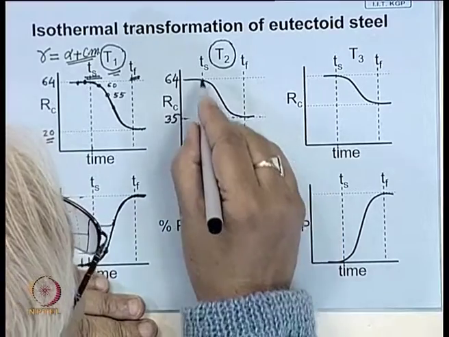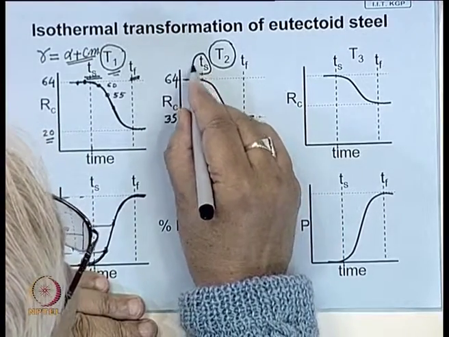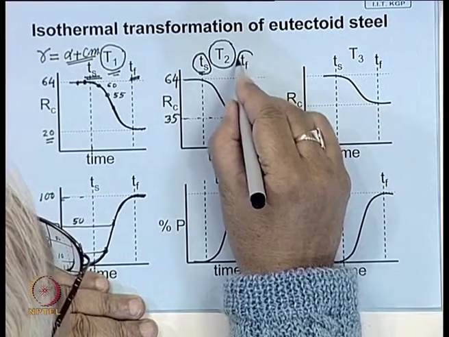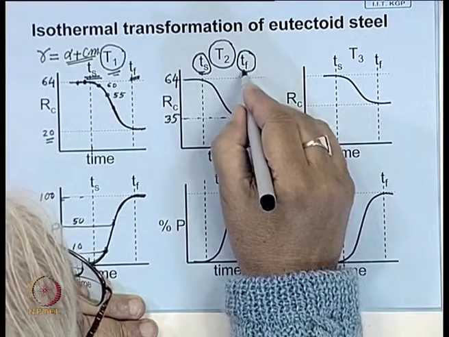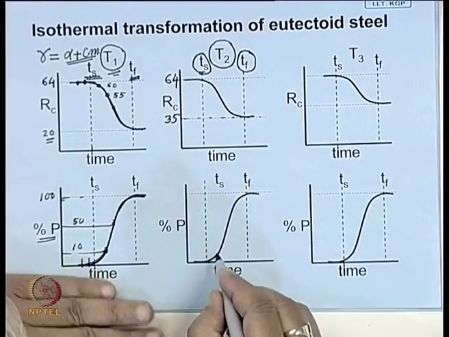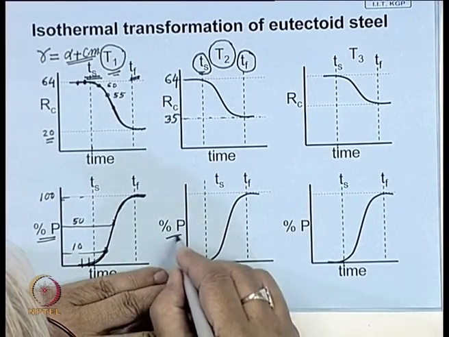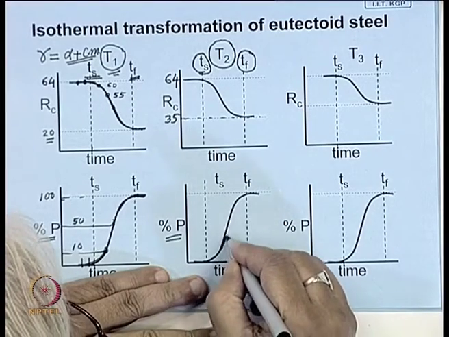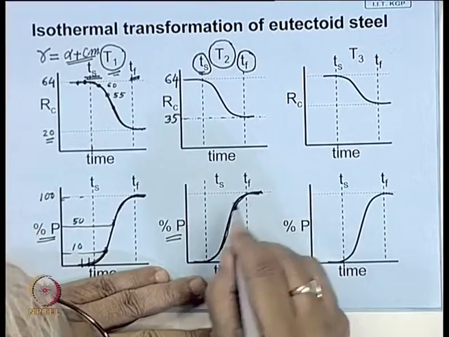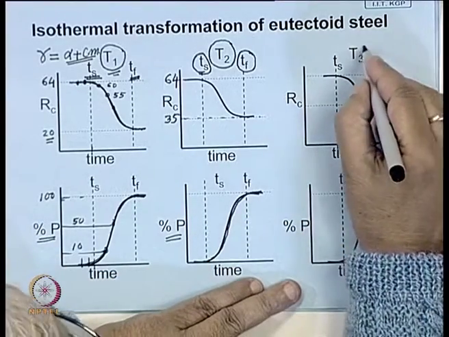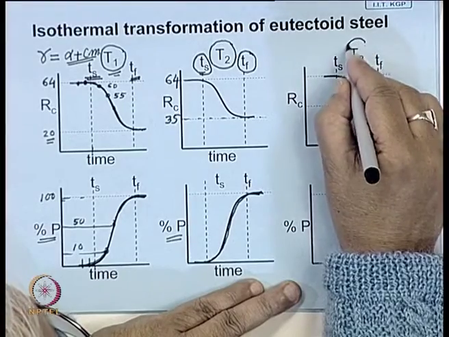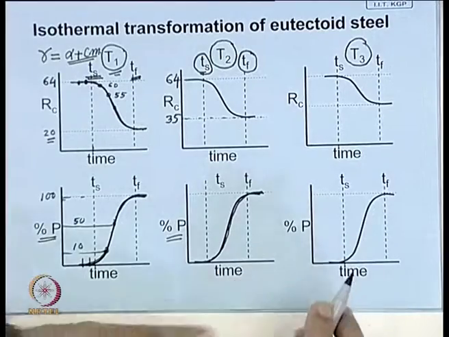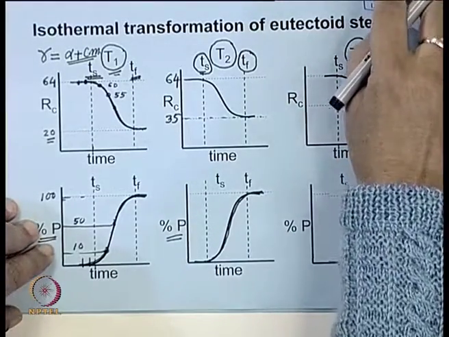And then here also you try and find out the time at which the transformation begins or starts, and the time when the transformation is over, that is the finishing time. And similarly, you can look at the microstructure and find the percentage pearlite, and do the same thing at another temperature, repeating this for a number of temperatures T1, T2, T3, T4 and so on. And then what you do, you compile a table.